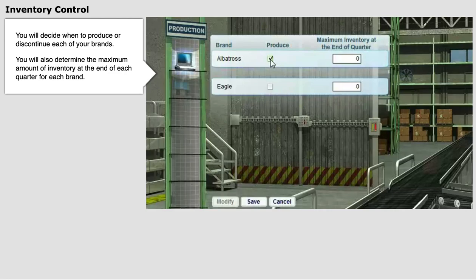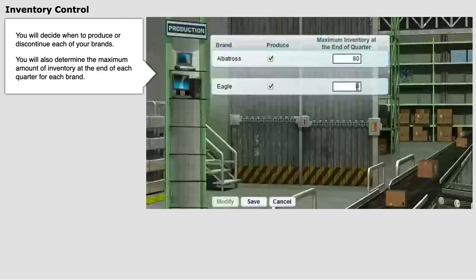You will decide when to produce or discontinue each of your brands. You will also determine the maximum amount of inventory at the end of each quarter for each brand.